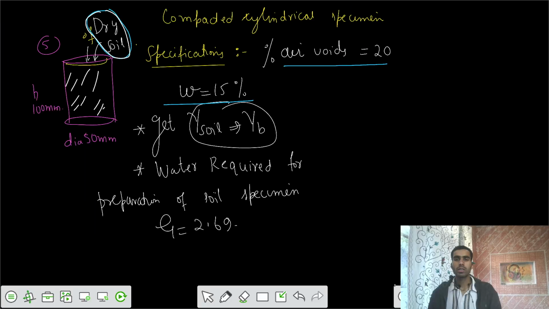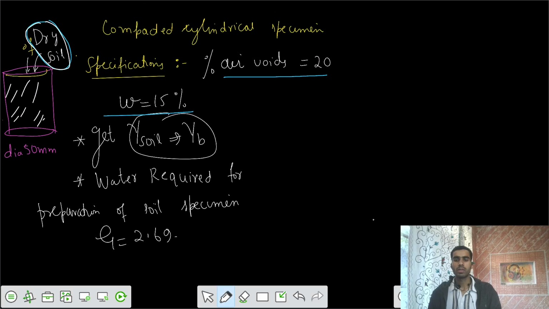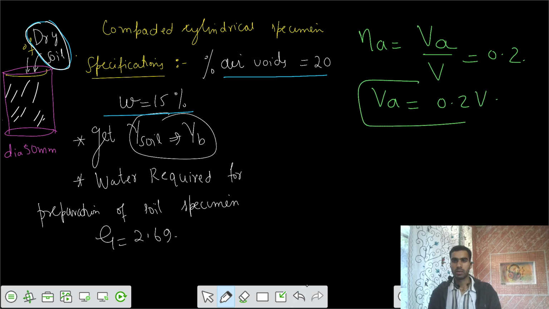If I talk about the percentage air voids, what is the equation for that? It says how much is the volume of air with respect to the total volume of the soil specimen, and that's given to you as 20%. That means 0.2. So the volume of air is 0.2 times the total volume of the specimen.